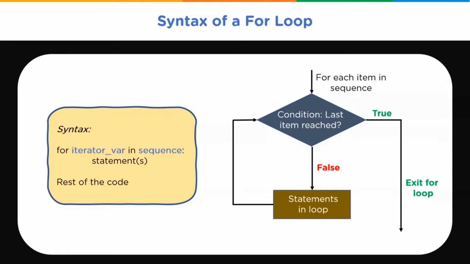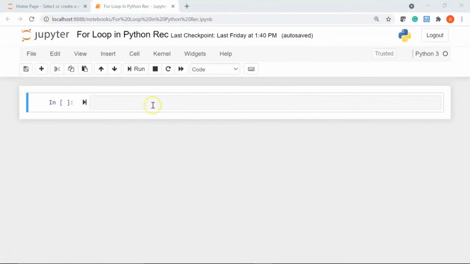Okay. Now let's head over to our Jupyter notebook where we'll see the for loop in detail and explore a lot of code examples. Okay, so here I am on my Jupyter notebook. Let's start by writing a simple for loop. Suppose I have a variable, say s, and it has a value which is a string, let's say Simplilearn.